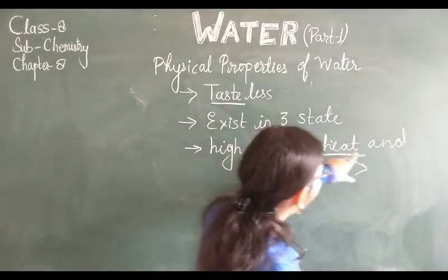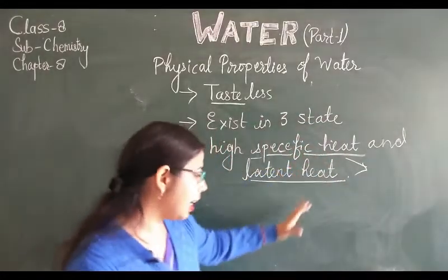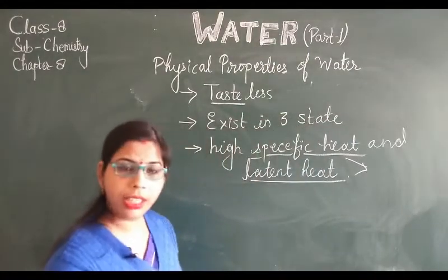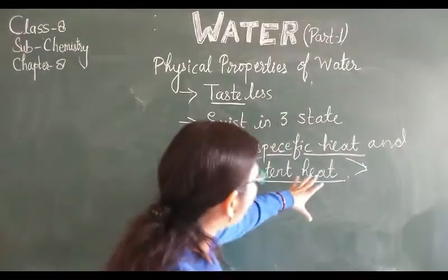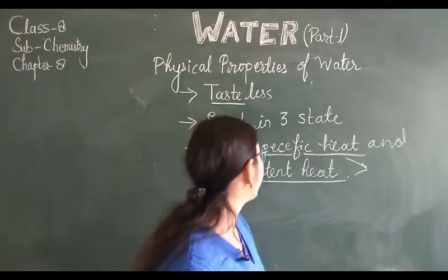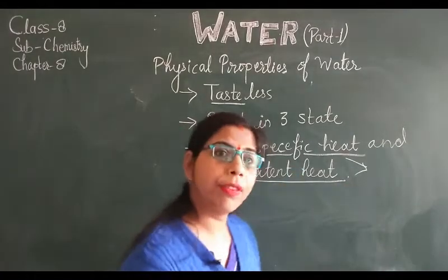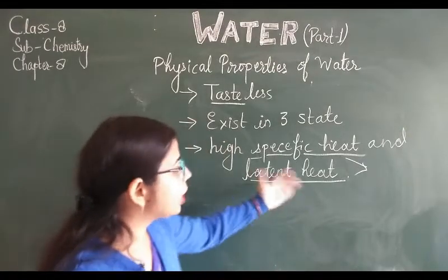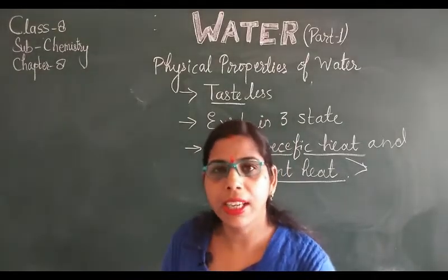So first, the specific heat of any substance is the heat which is required by it to raise the temperature of its unit mass by 1 degree Celsius. That means कि 1 degree Celsius तक temperature raise करने के लिए जो heat चाहिए, that is the specific heat. And the latent heat of a substance is defined as the amount of heat required by it to change its state. उसके state को change करने के लिए जो required होगा, that is known as the latent heat.